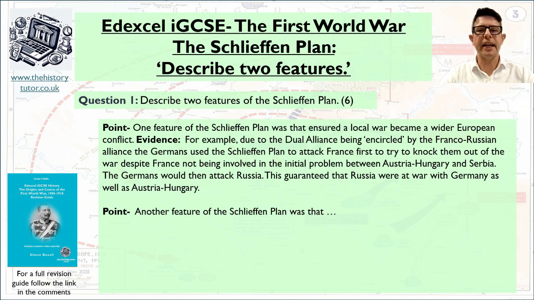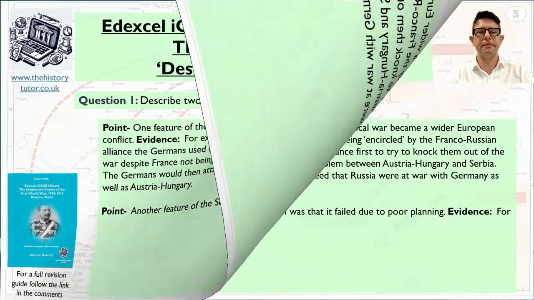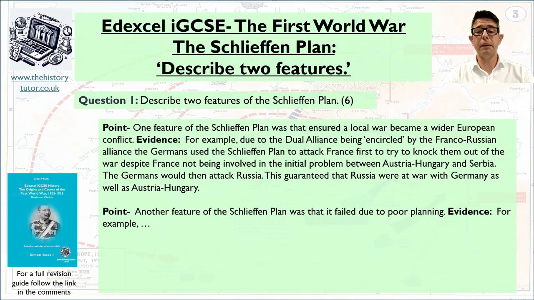Okay, so let's write our second idea now. So we were going to talk about how the Schlieffen Plan failed, and maybe that was due to some poor planning. So how would you write your sentence to introduce this idea? So pause me now and give an opening sentence. Okay, so I've said another feature of the Schlieffen Plan was that it failed due to poor planning. So very, very simple, really. Now we need to give some evidence about the poor planning, how the plan was changed and how the plan started to fail over time.